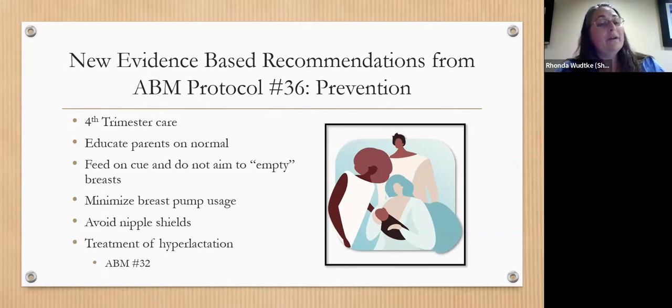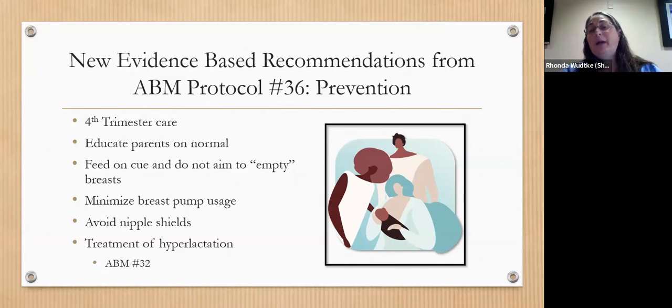It does call for avoiding nipple shields. And I know that I use nipple shields in my practice, but it shouldn't be our go-to where we're putting them on baby or parents to use without a medical reason to do so. And if we are using them, we really should be following them closely. The protocol says that there's not really a lot of evidence that it really does help with breastfeeding. I think any of us that work in lactation feel like it saves the breastfeeding journey for many of our patients, but we just have to be careful with that.